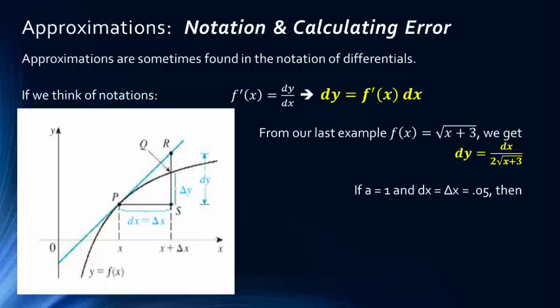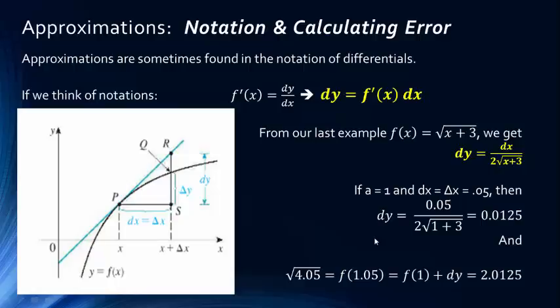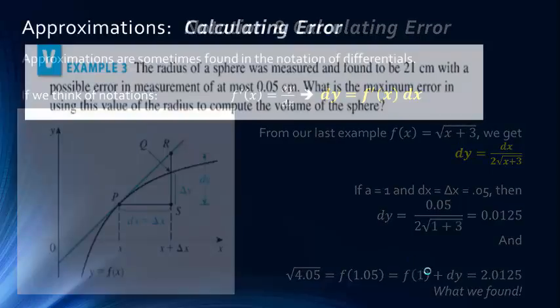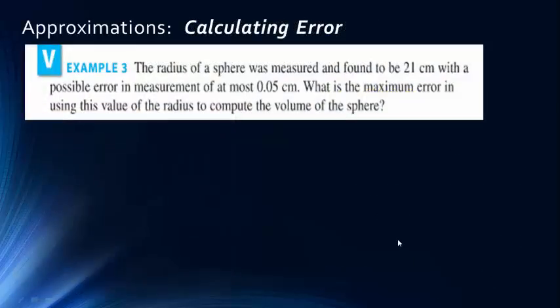And in our last example, we said that we were looking at a equals 1, and that dx, which is equal to approximately delta x, is equal to negative 0.05. Then if we plug that value in, dx is 0.05 and x was 1 from our problem, we get dy equals 0.125, and if we plug it back into the original linear equation, we get the square root of 4.05 is equal to f of 1.05, which equals f of 1 plus dy, which is actually exactly what we found.